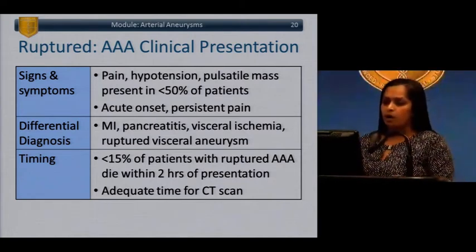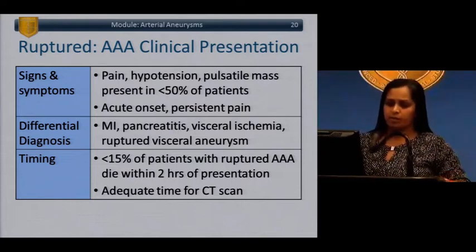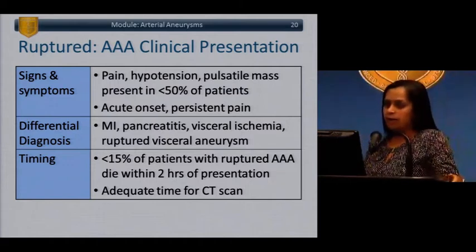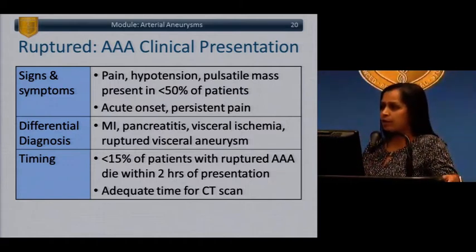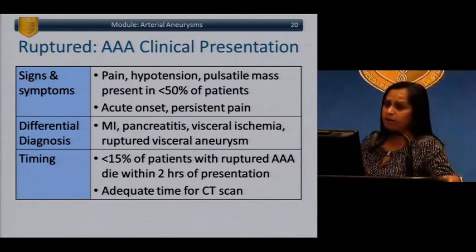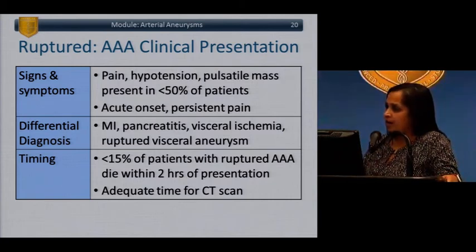So our question talked a little bit about rupture, and we can discuss that for a few minutes quickly. The signs and symptoms of rupture, the classic signs of pain, hypotension, and pulsatile abdominal mass, are present in less than 50%. So you really have to have a high index of suspicion in an elderly patient who has atherosclerotic disease, who's a smoker. You want to consider this diagnosis if they come in with even atypical abdominal pain symptoms. There are a variety of syndromes that are included in the differential diagnosis.